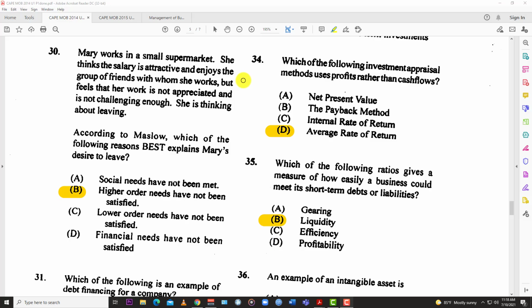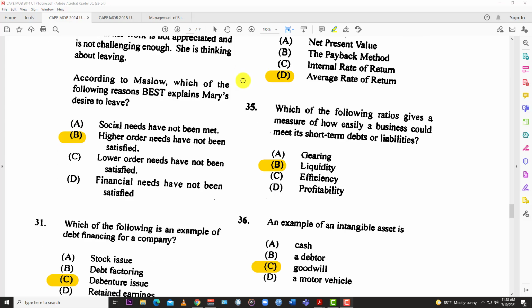35. Which of the following ratios gives measures of how easily a company, a business, could meet its short-term debts or liabilities? And so we're talking about short-term, and short-term, we're normally looking at liquidity. Liquidity is how fast assets can be turned into cash or can be used to pay off whatever you owe quickly. And so the best answer here, of course, is the liquidity ratio. The liquidity ratio would show if you can cover your debts, especially in the short term. How liquid is the company? How much cash can the company get in a shorter span of time? And that's why the answer is B.